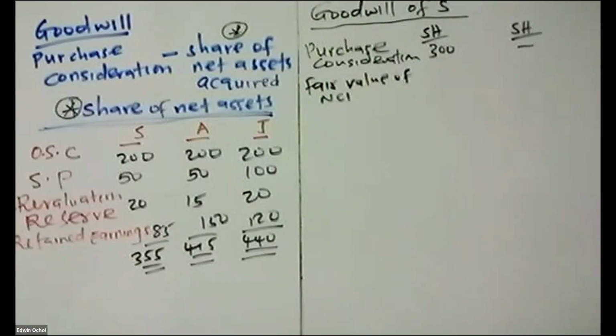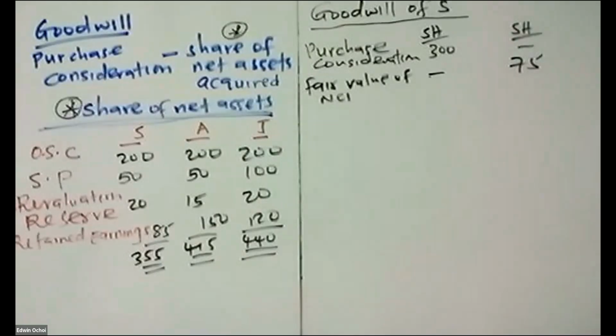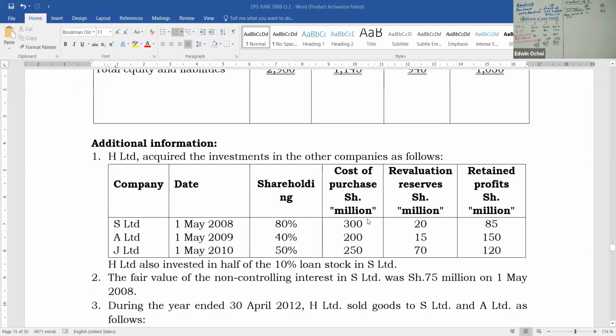So the fair value of NCI, to make it full, was 75. Let me display that. The 300 for the purchase consideration is the amount H paid when acquiring S. So this is my purchase consideration, the cost of purchase, as they call it. When S was acquired, the cost of purchase was 300. That is the purchase consideration.